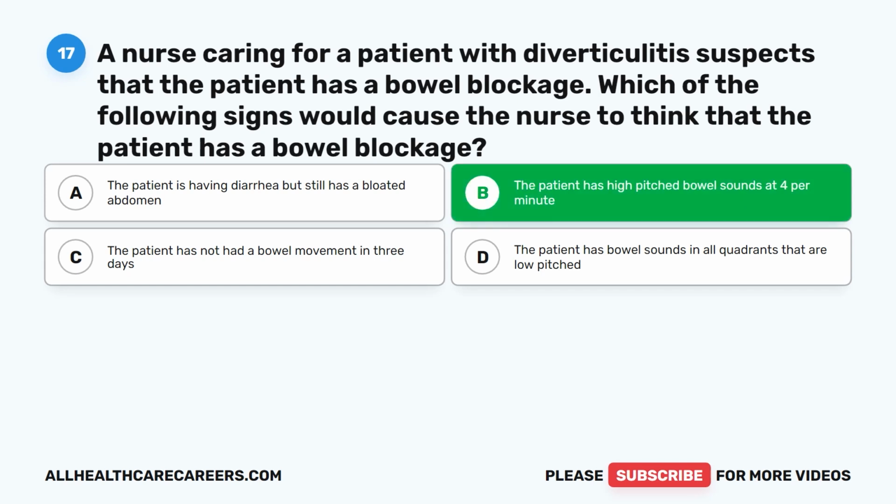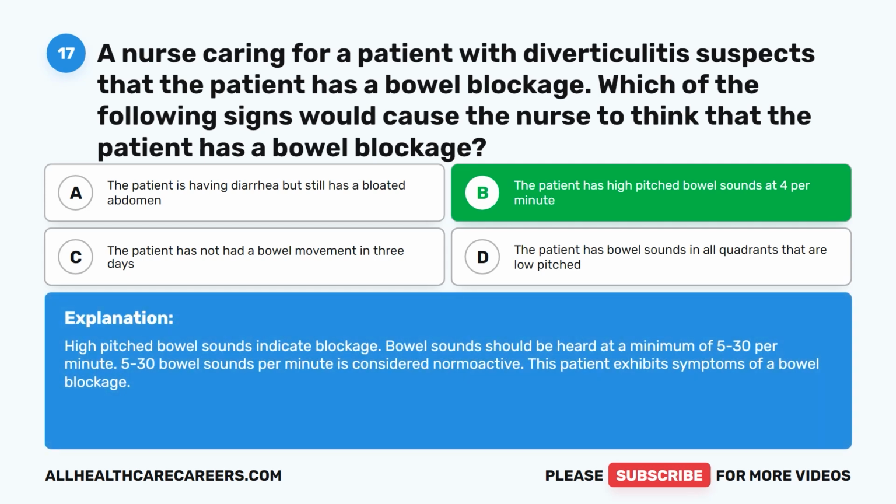The correct answer is B. The patient has high-pitched bowel sounds at 4 per minute. High-pitched bowel sounds indicate blockage.